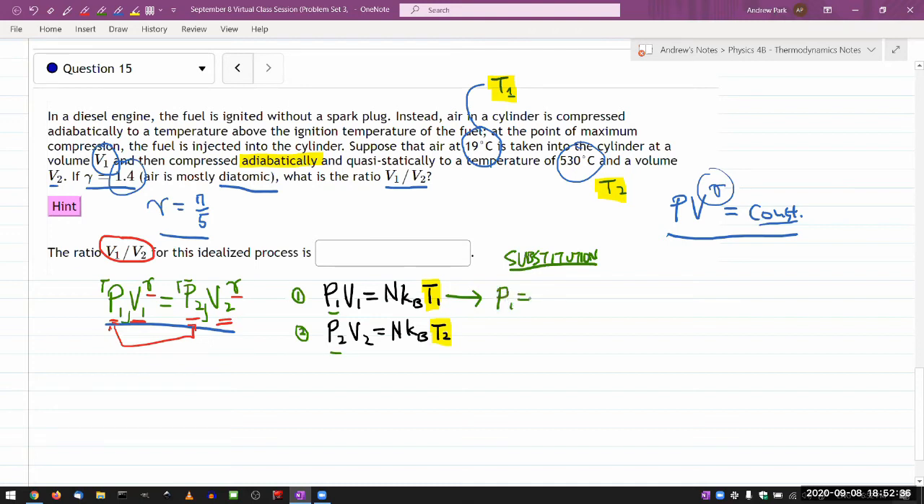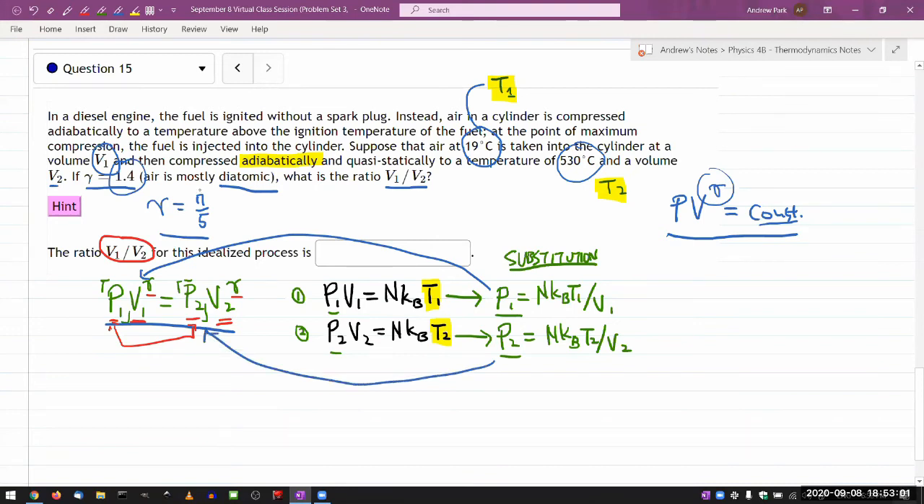So let me, with that tedious explanation aside, solve this for P1. So P1 is equal to NkB T1 over V1, and P2 is equal to NkB T2 over V2. With these tools in my hand, I'm going to plug them into my original expression. So plugging in my expressions for P1 and P2, I get NkB T1 over V1 times V1 raised to gamma is equal to NkB T2 over V2 times V2 raised to gamma.